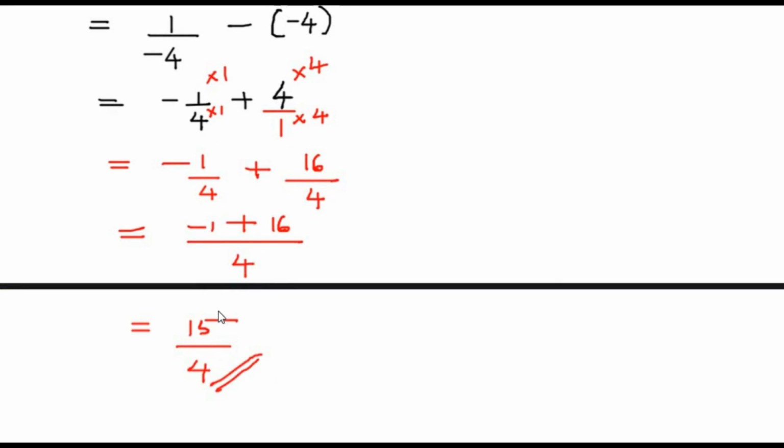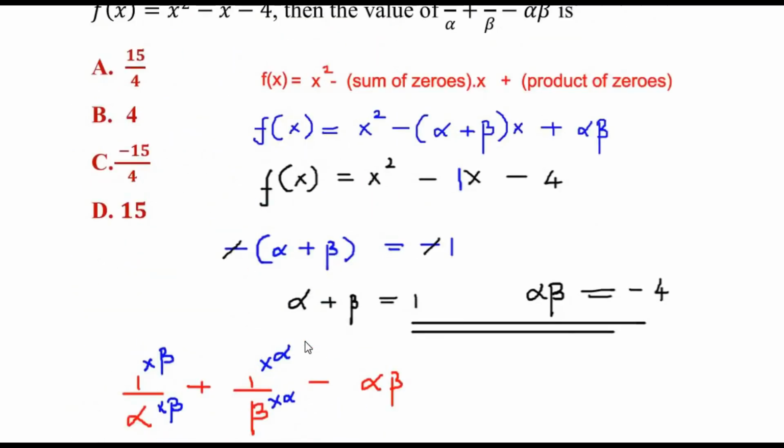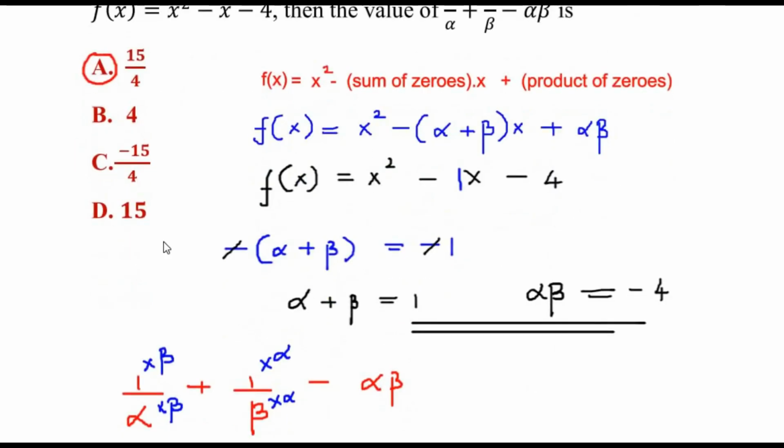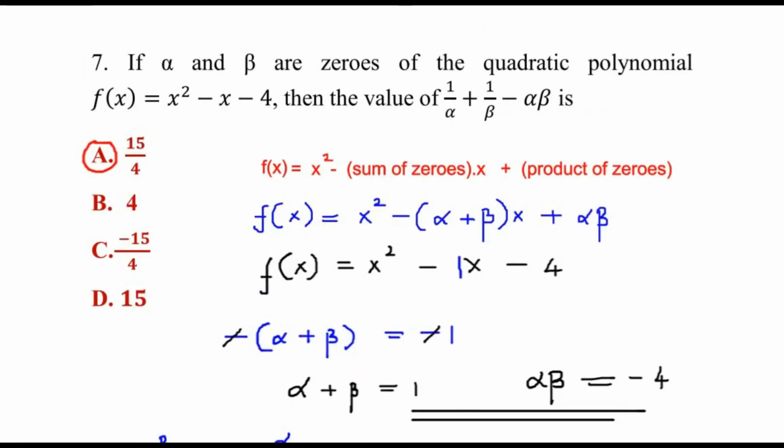So let us see if our answer is in the options or not. So we have 15/4 as our option A. Now let us move on to the 8th question.